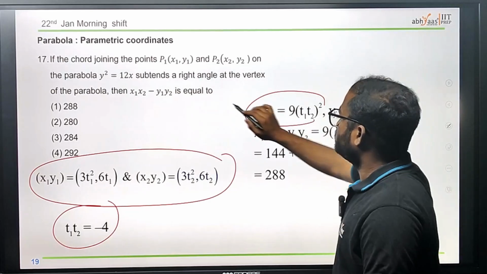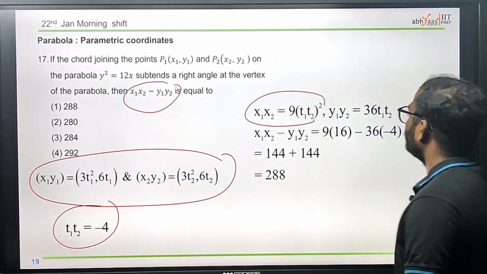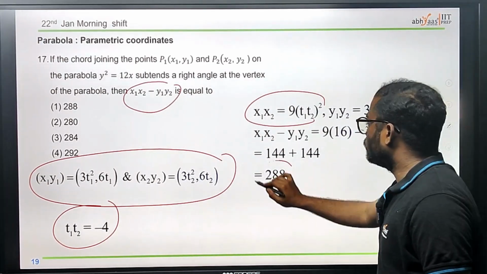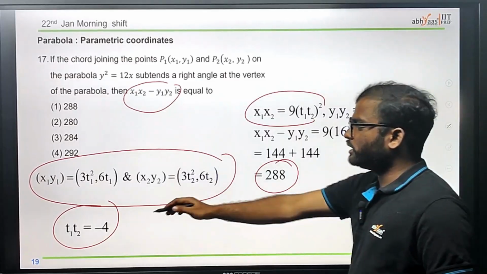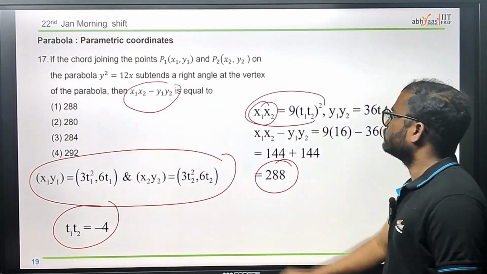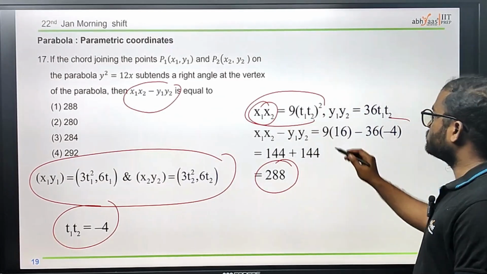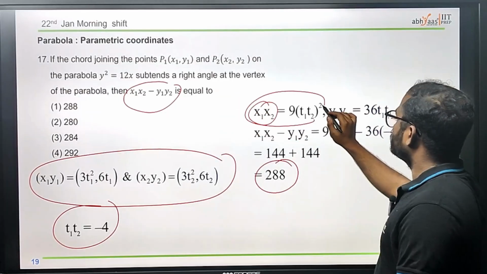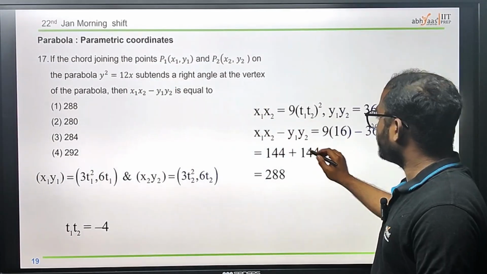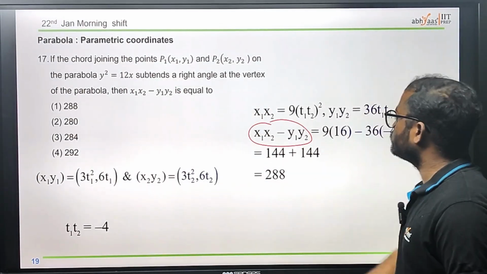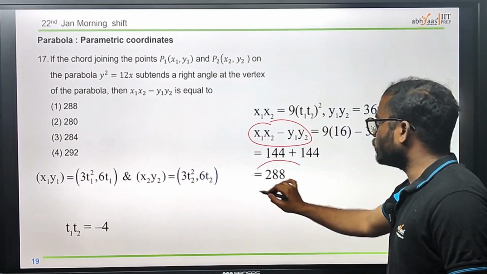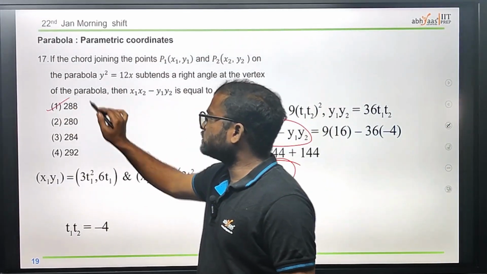Okay, as in this one, x1 and x2, y1 and y2, we'll get the answer as 288. We need to substitute T1 and T2 in this x1 and x2. I hope you understood. This is the parabola equation. In order to find x1, just substituting x1 and x2 and y1 and y2, we got 288 as the answer. Therefore, the first option is the right answer.